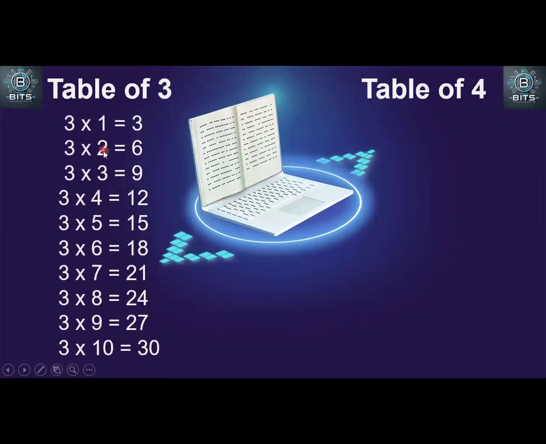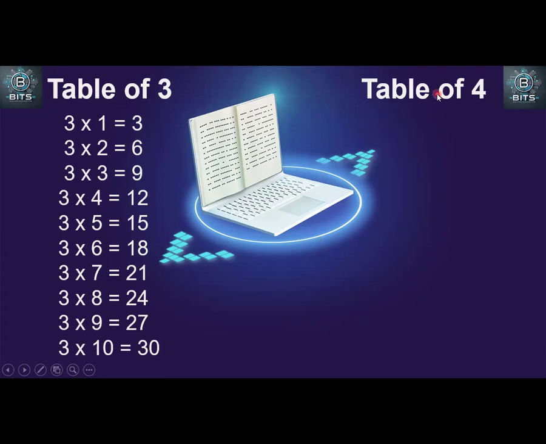Table of 3. Three ones are 3. Three twos are 6. Three threes are 9. Three fours are 12. Three fives are 15. Three sixes are 18. Three sevens are 21. Three eights are 24. Three nines are 27. Three tens are 30.